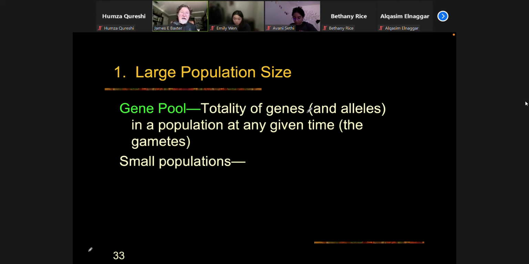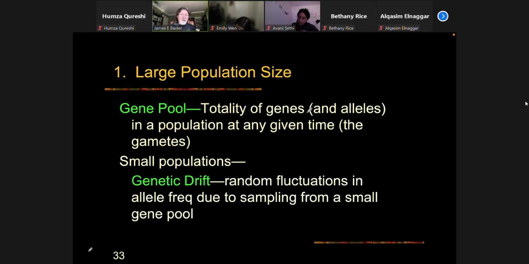if I sit there with that coin and I'm tossing it 10,000 times, then the number of heads and tails come very close to 5,000 each. The larger the sample size, the closer to the real ratios that exist. So what can happen in a small population is that you have a small gene pool. And therefore, just due to chance deviations in the mating or in the sperm and eggs coming together, you can deviate from the real ratio. And this is called genetic drift.